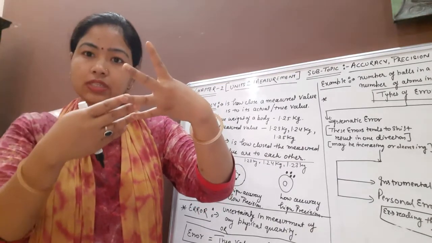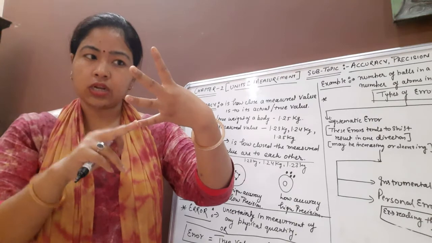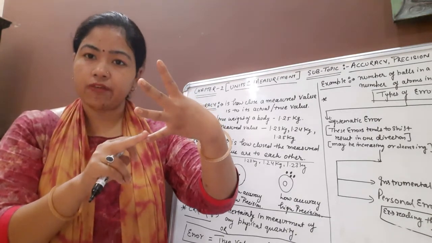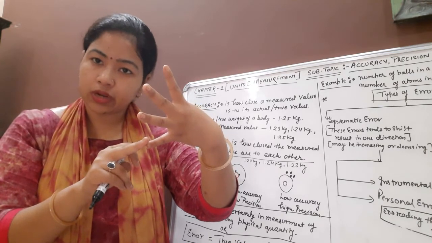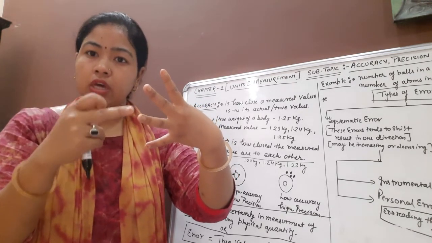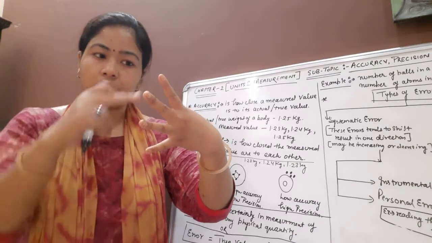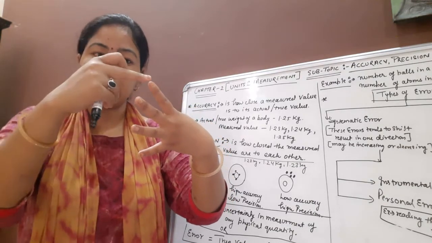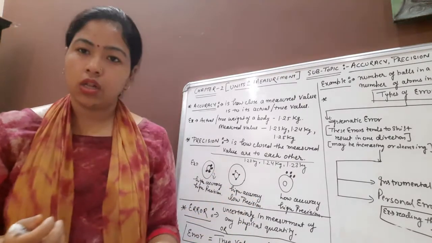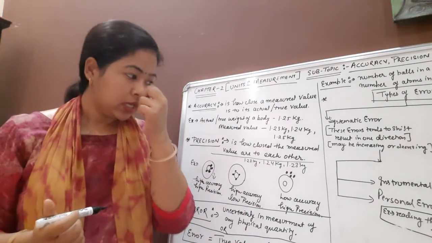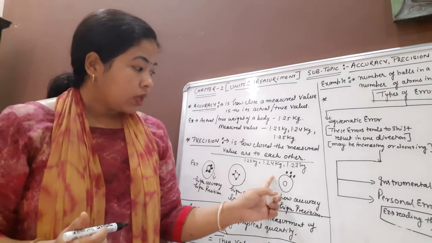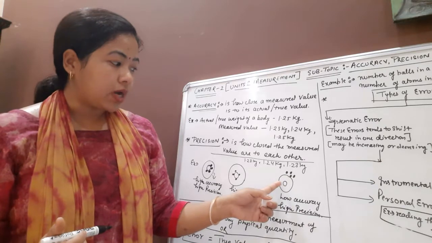Now we have this condition, in which all measured values, all measurements, are very far away from each other. So the precision is low. So in this particular condition, we can say the measurement is highly accurate but has low precision. Right? Now we will see the next diagram.